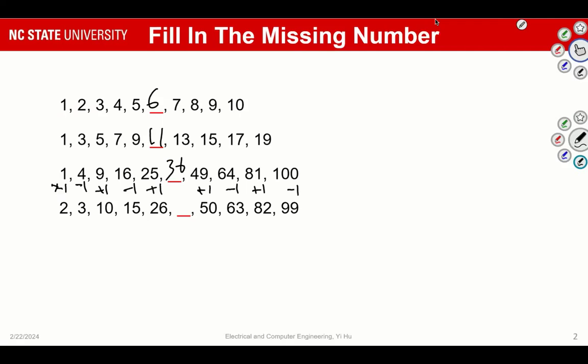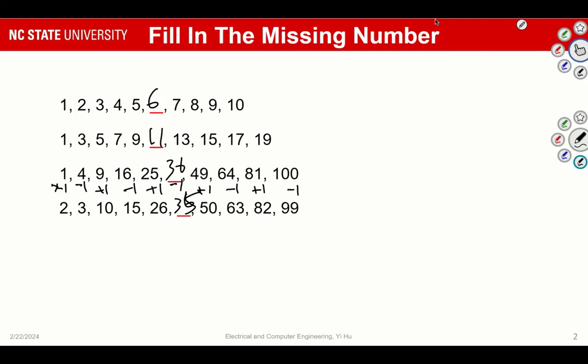How about the missing one? 35? Yeah. So plus 1 minus 1 plus 1 minus 1 from the above one. So this should be 36 minus 1.